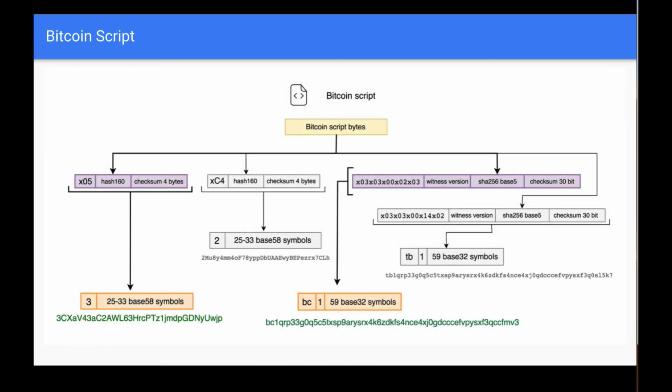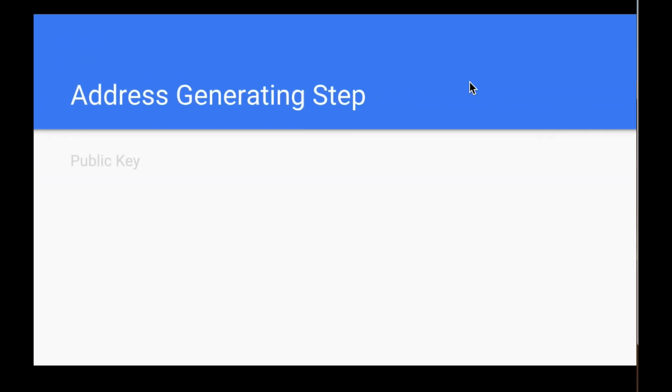The script shows lots of algorithms and the flow of how addresses are generated. There is a version number, there is a SHA-256 hash, there is a 32-bit checksum. All those things go into the script and the addresses are generated. But don't worry about this script. We won't go over it now. Just understand that there is a flow, and some script that Bitcoin uses for generation. So the address generation steps start with a public key.